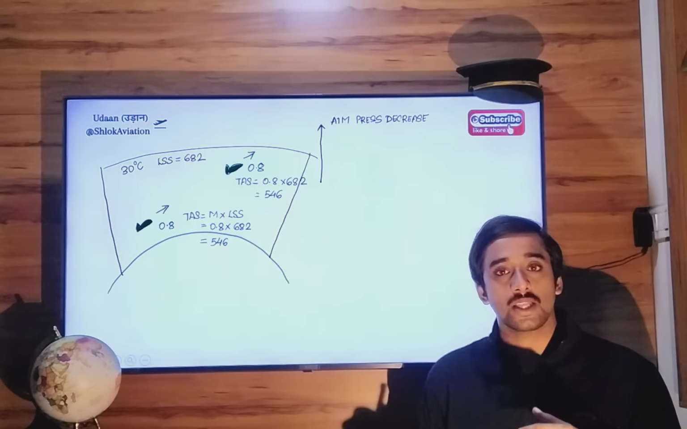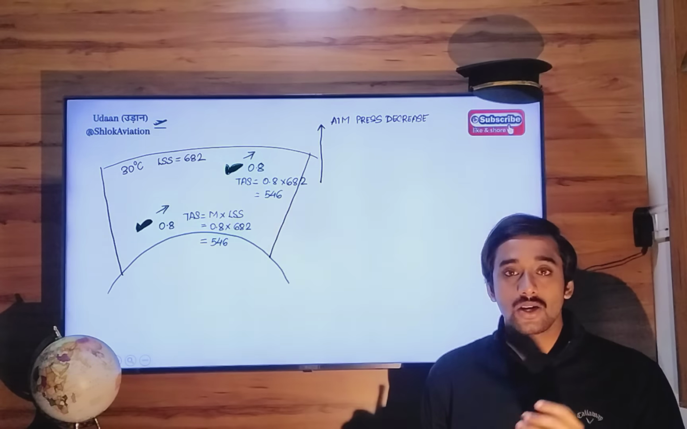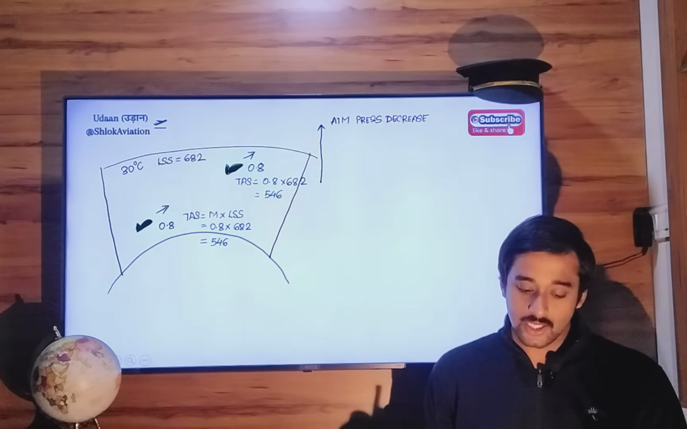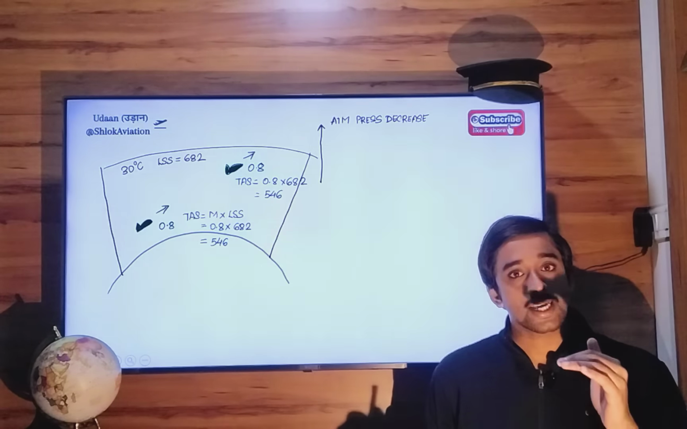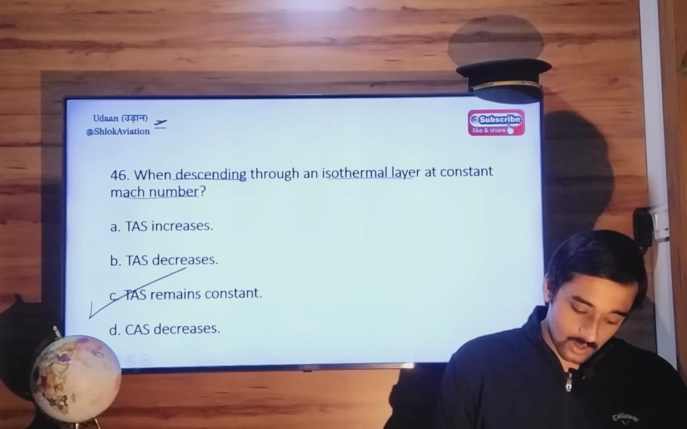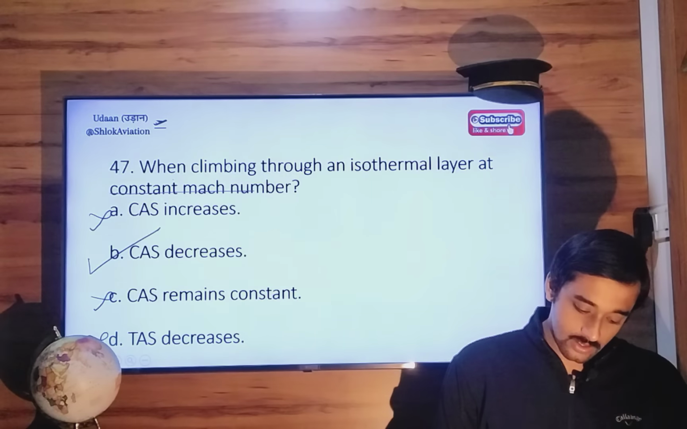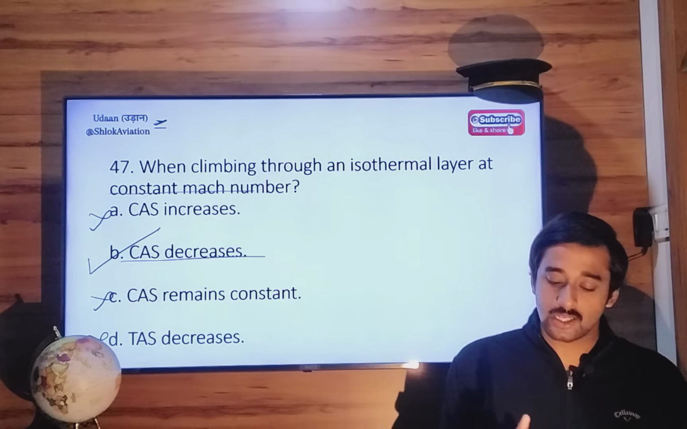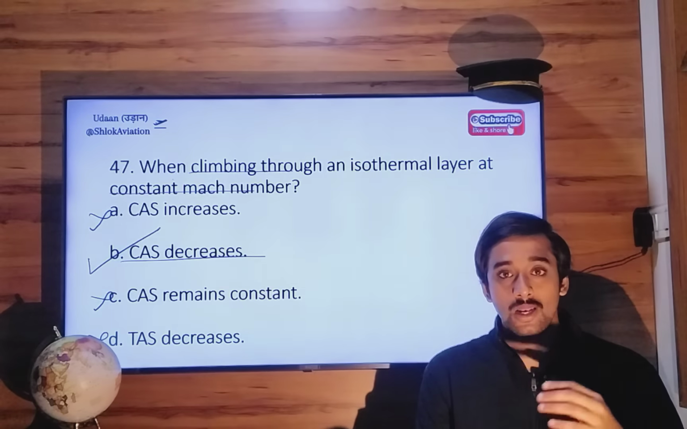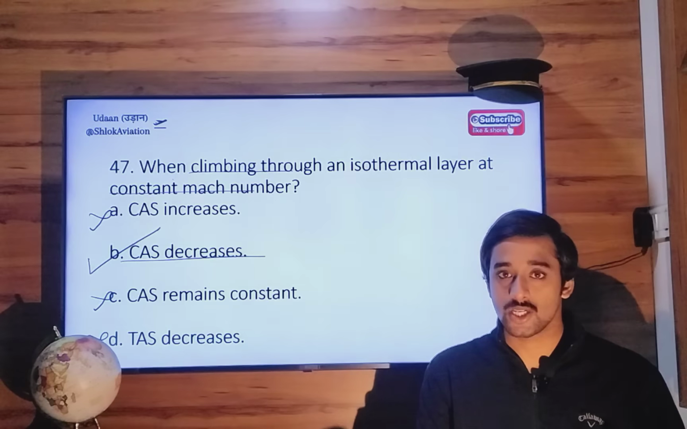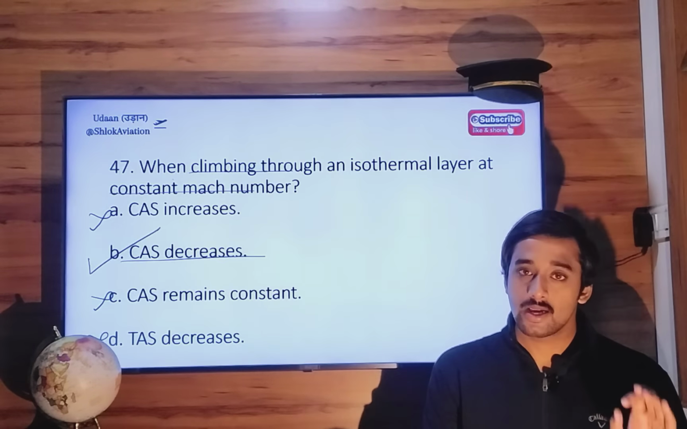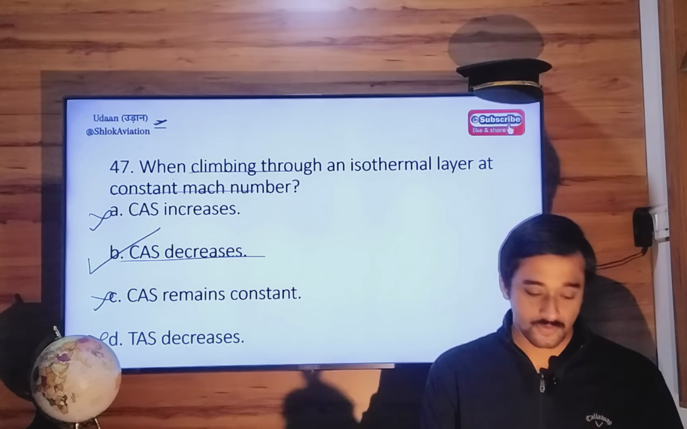So the dynamic pressure is nothing but the pressure registered by your ASI to show you a corresponding indicated airspeed or calibrated airspeed. So if dynamic pressure decreases, calibrated airspeed indication will also decrease. Okay, so correct answer is option Bravo, calibrated airspeed decreases. Your calibrated airspeed indications are not at all dependent on surrounding temperature. Whether it's cold, warm, or constant temperature, doesn't matter. It's only proportional to atmospheric pressure.